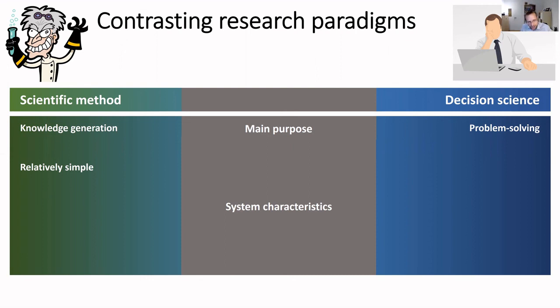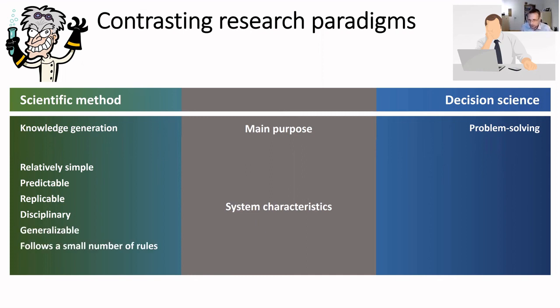The scientific method is great in relatively simple settings where processes are predictable and we can replicate our experiments. Ideally, we only have one discipline involved, so it doesn't get too messy. We're looking for generalizable rules, and usually it works well for systems that only follow a small number of rules, because otherwise we get into a situation that we can no longer handle.